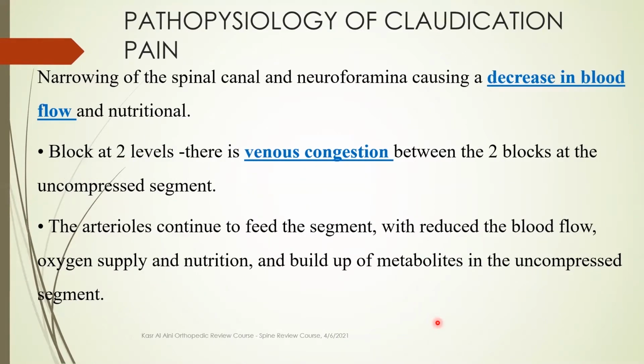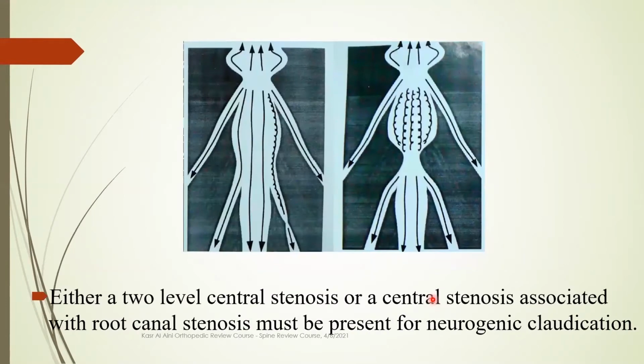Pathophysiology of claudication and pain. Narrowing of the canal and the neuroforamina causes decrease in blood flow and nutritional supply. Block at two levels leads to venous congestion in the uncompressed segment. With the arterioles continuing to feed the segment, there is reduced blood flow, oxygen supply, and nutrition, and building up of metabolites in the uncompressed segment. So either a two-level central stenosis or a central stenosis with root canal stenosis must be present for neurogenic claudication.